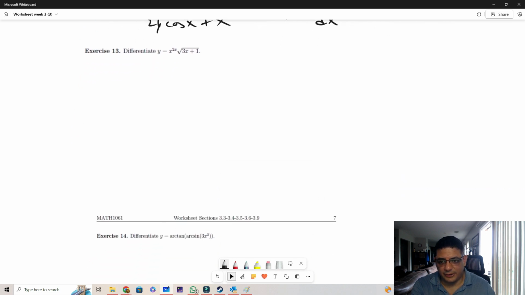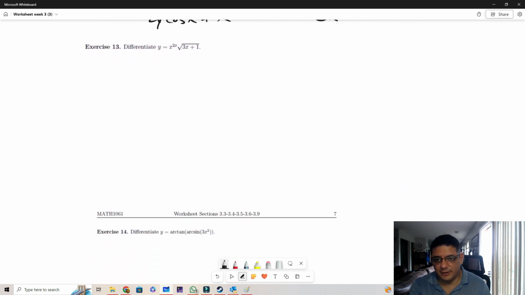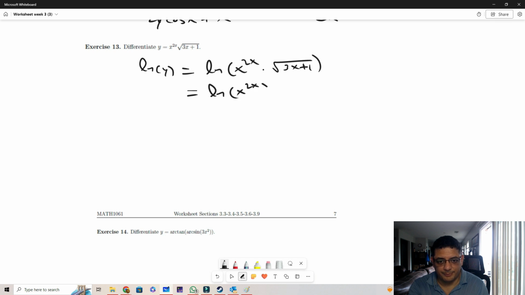Now for exercise 13, we have this x to the 2x times square root of 3x plus 1. And this is something that we can do much more easily if we use logarithmic differentiation. So if we have this, we apply log on both sides. And then by properties of the log, this log of a product is going to be equal to the sum of the logs.